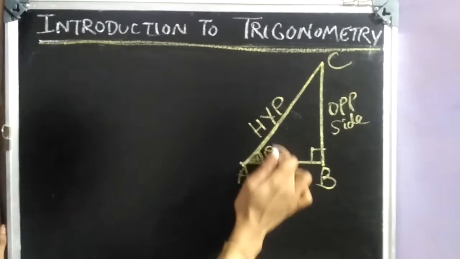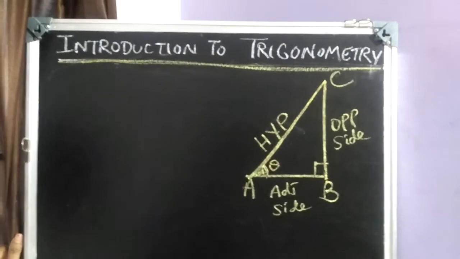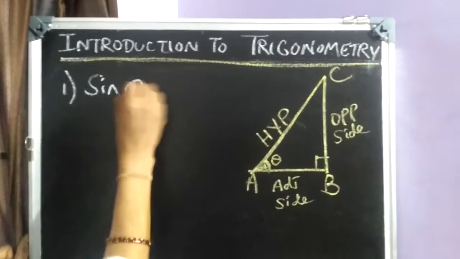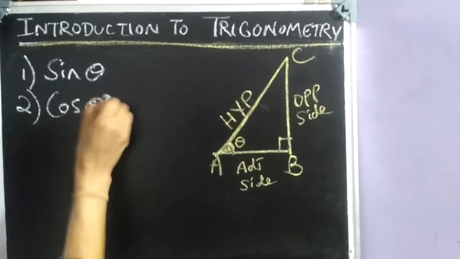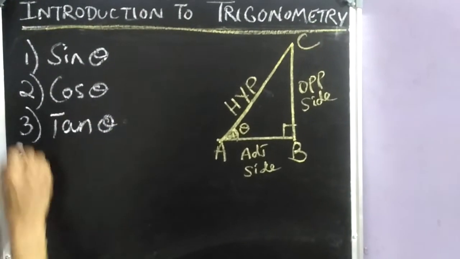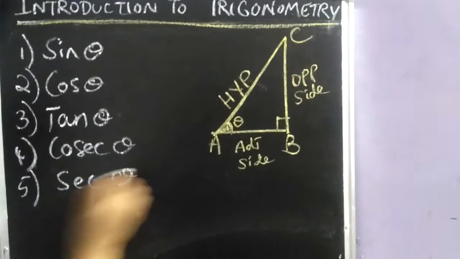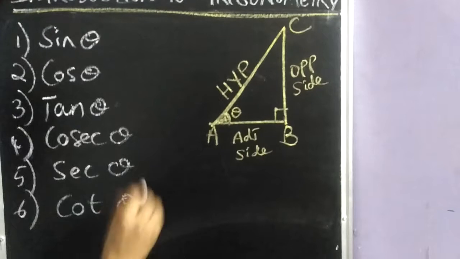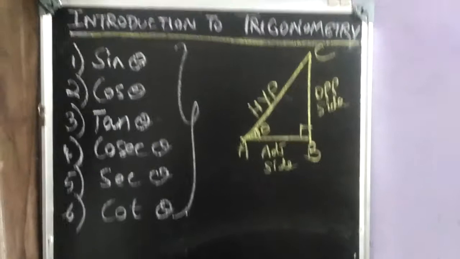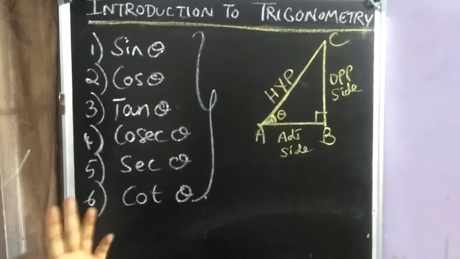If this angle A is theta, some value, you should know 6 trigonometrical ratios: sine theta, cos theta, tan theta, cosecant theta, secant theta and cot theta, right? These 6 are the basic trigonometrical ratios you should know. And what are these? These are nothing but comparisons between the sides.